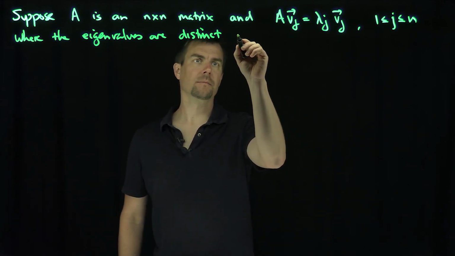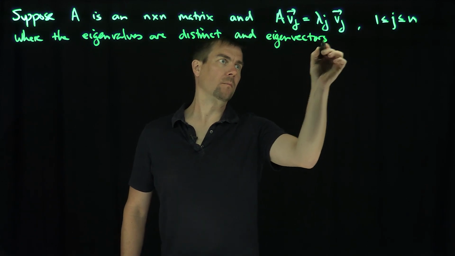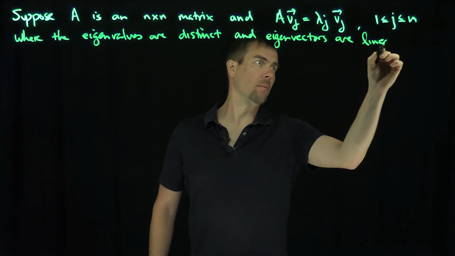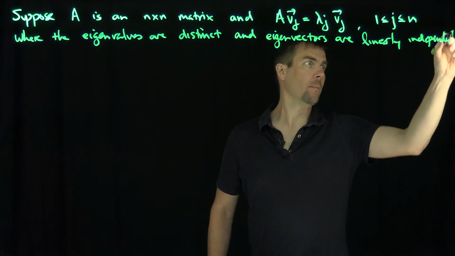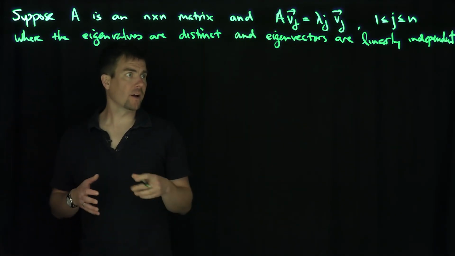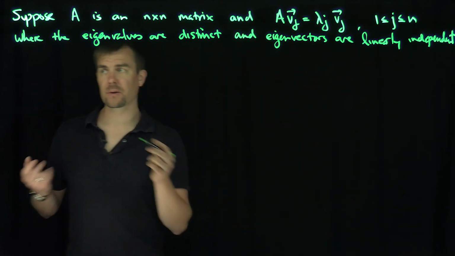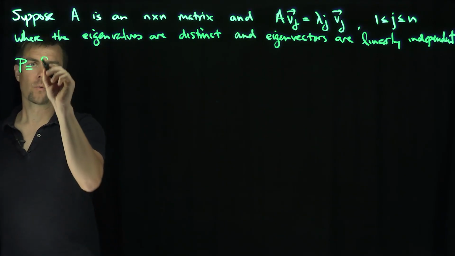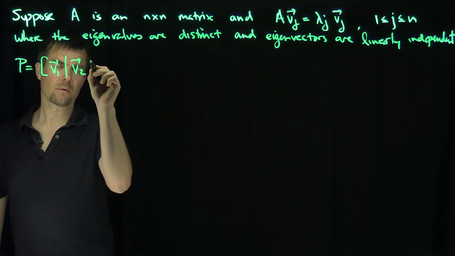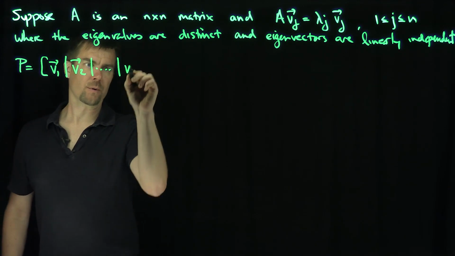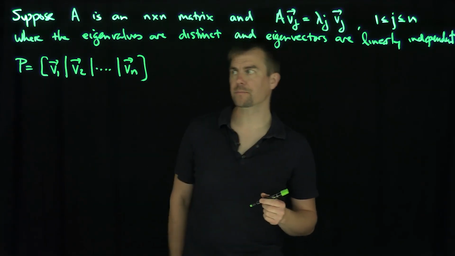So I have distinct eigenvalues, so I'll get independent eigenvectors. And so what I'm going to do now is form a matrix P, which is the matrix with V1 in the first column, V2, all the way down to Vn. So I form a matrix where the eigenvectors are my columns.